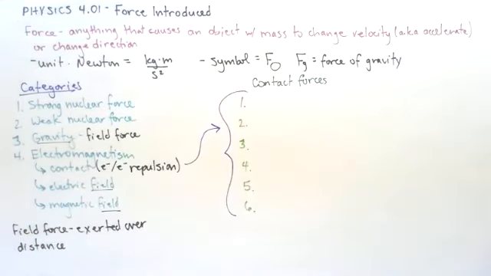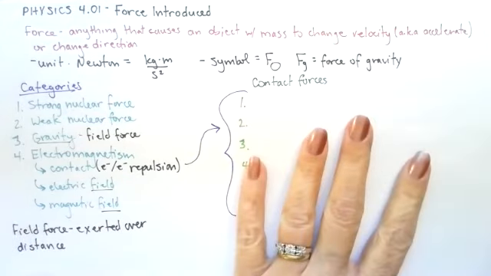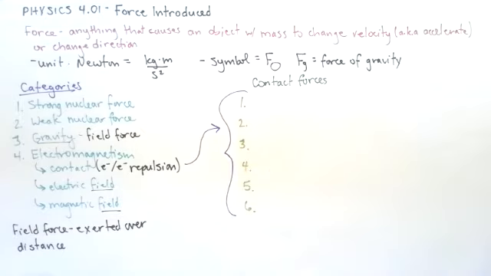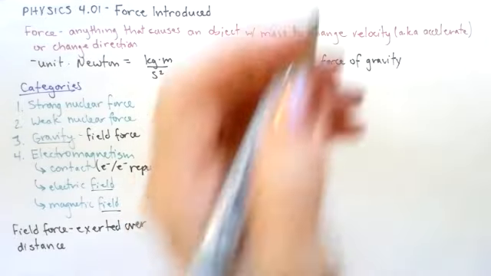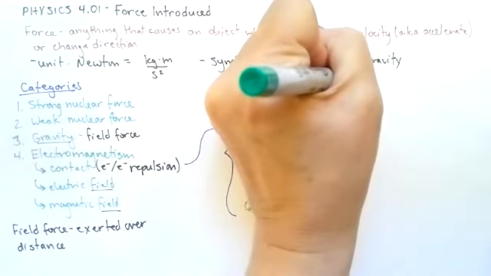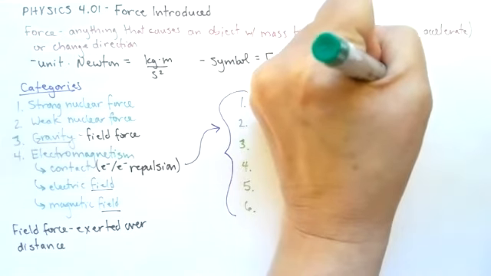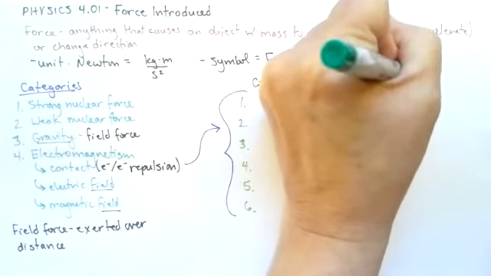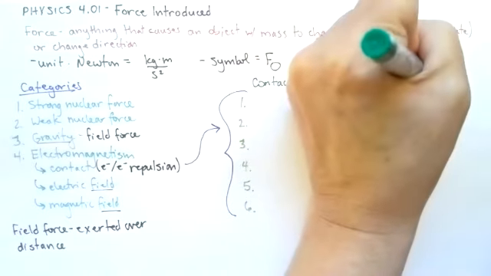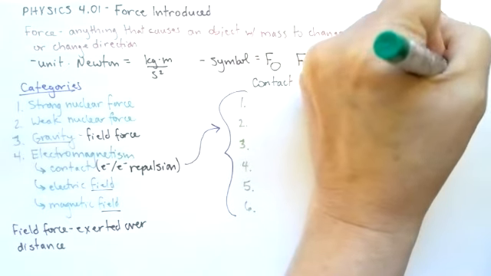There are 6. And the criteria is in our mind, so actually at an atomic level, my hand is never in true contact with the desk because the electrons are repulsing. But we think of a contact force as it exerts through contact. You have to be touching.